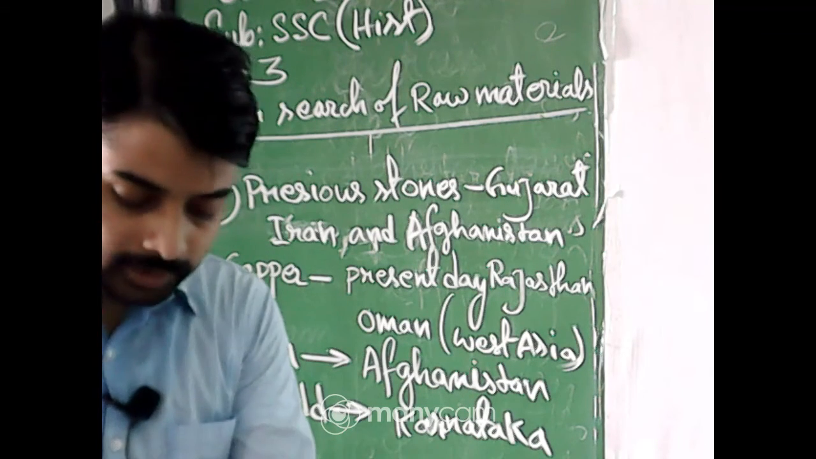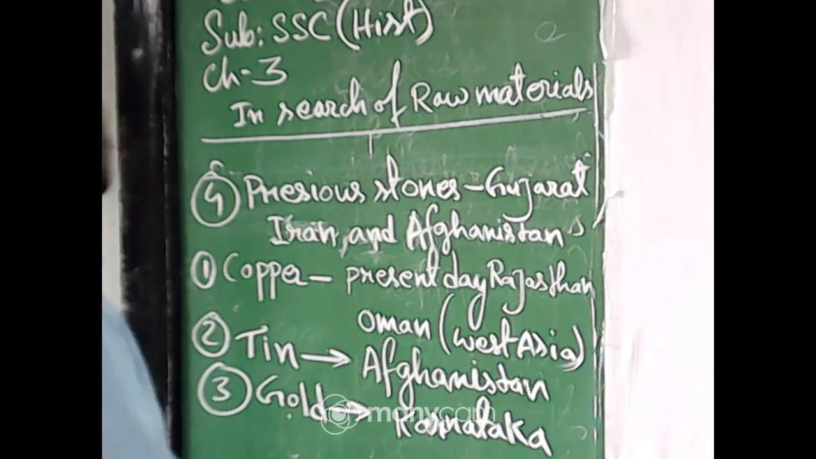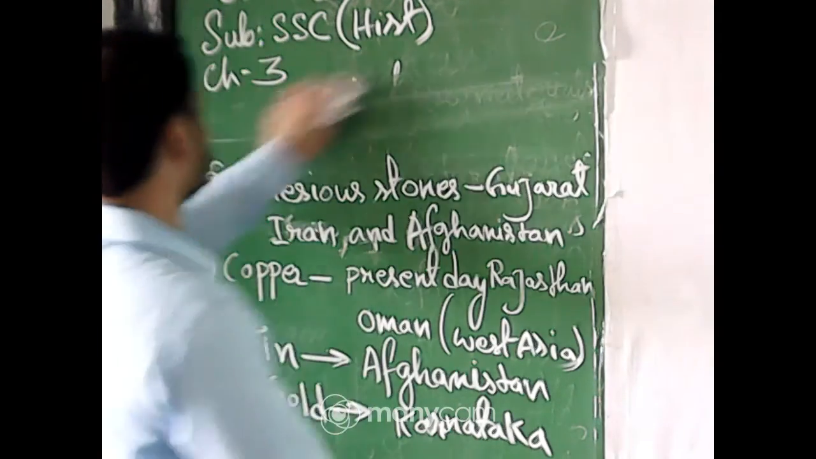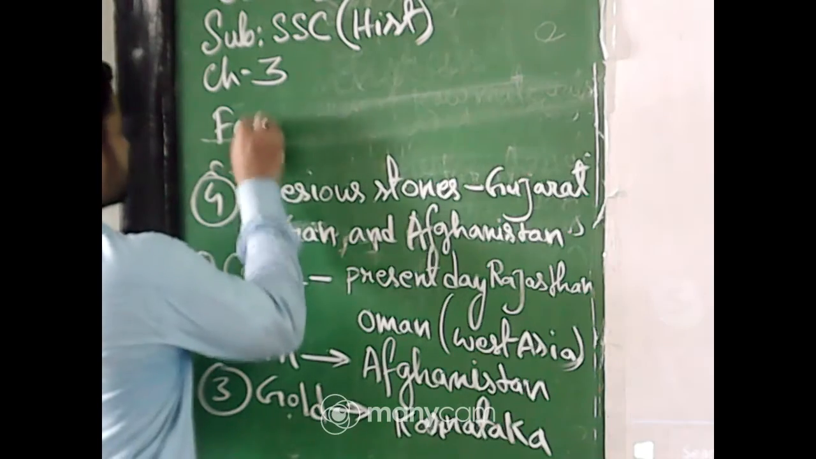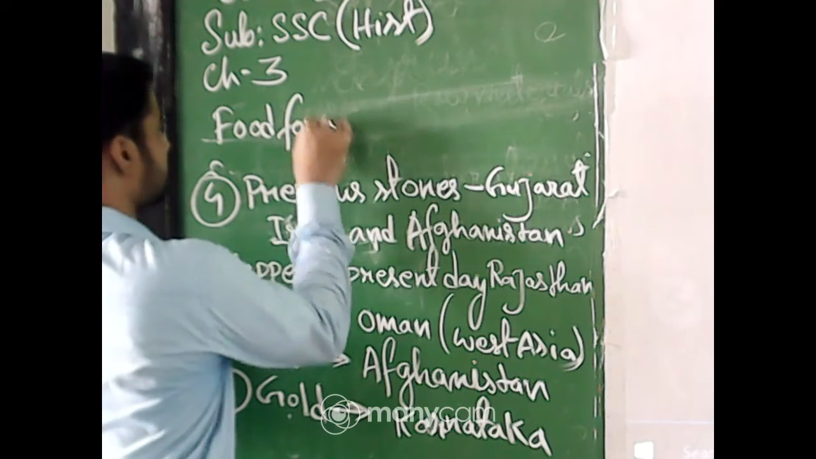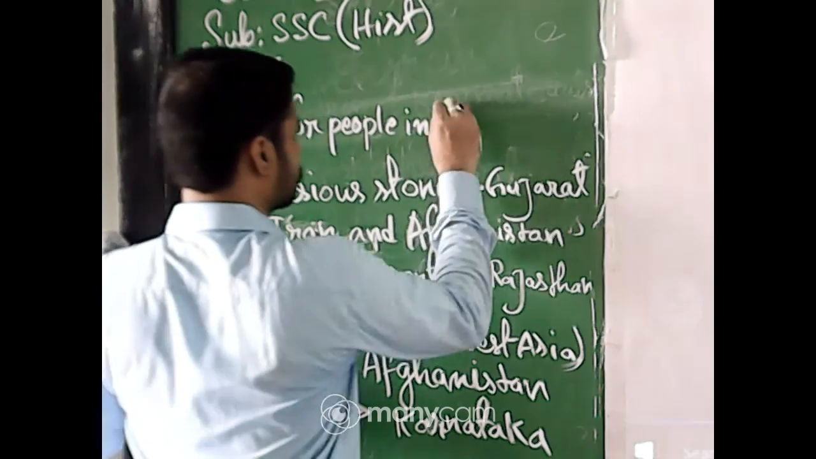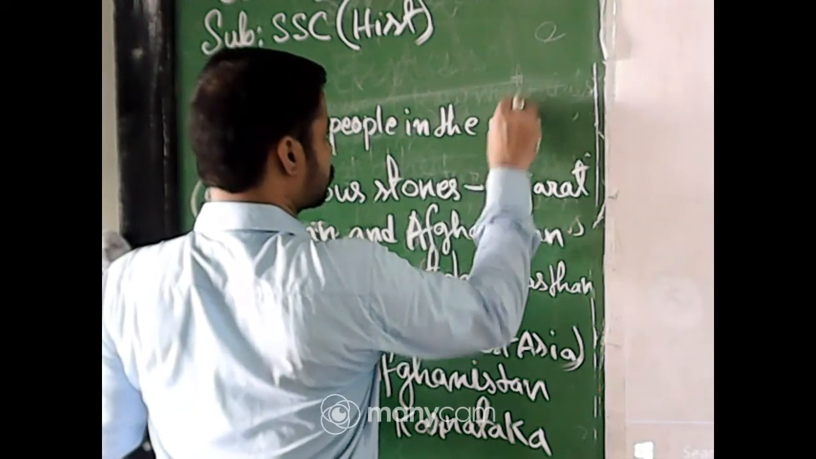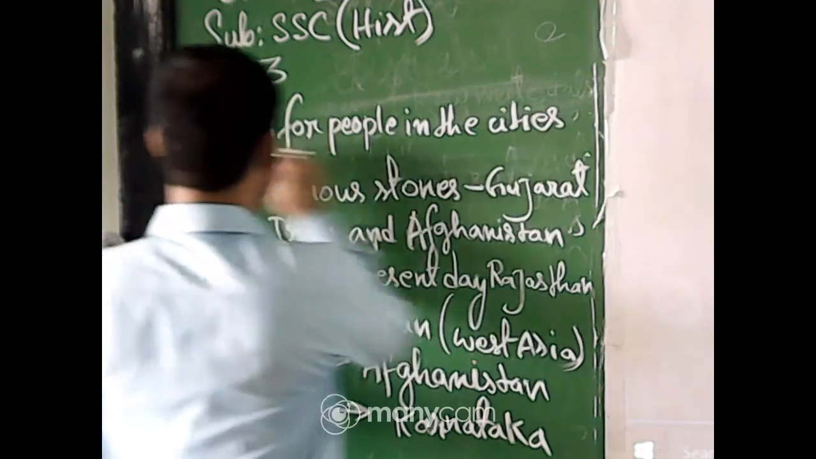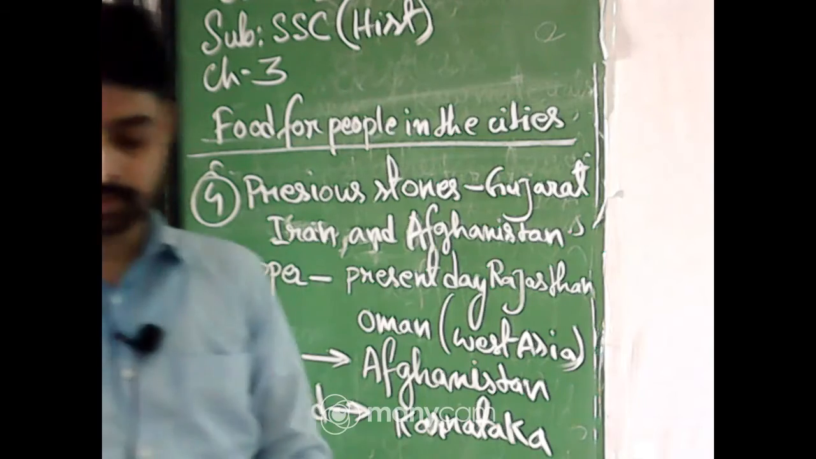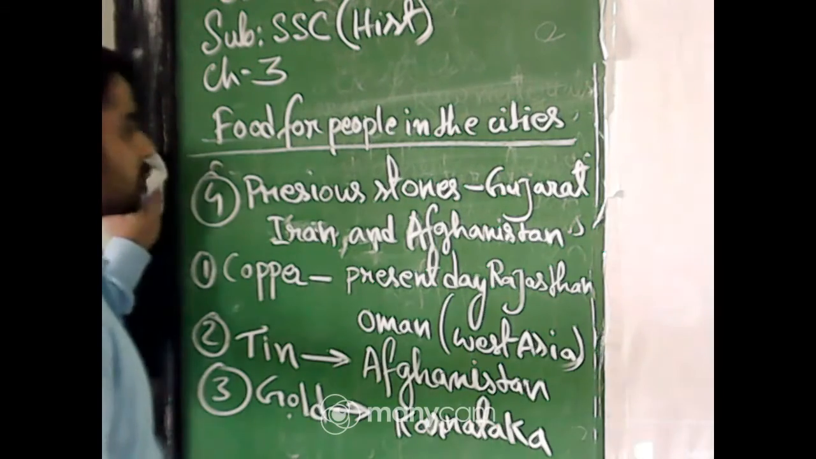Now next, food for people in the cities. Now we will discuss the food for people in the cities. So how did they collect the food?